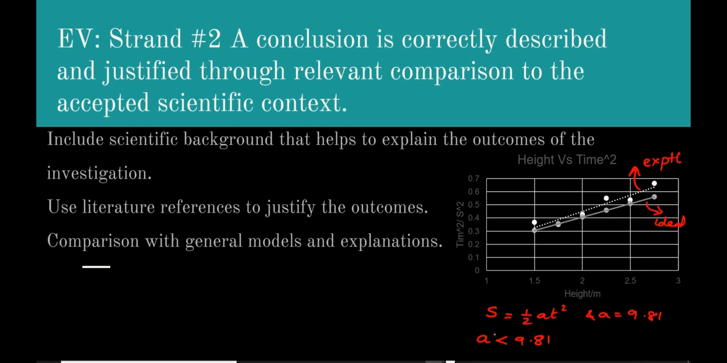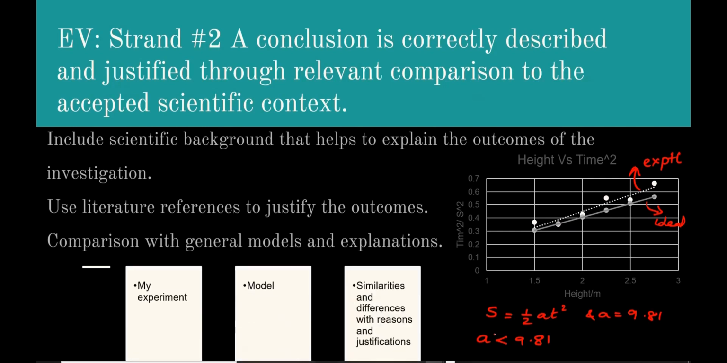So we have compared our results with a general model. This is summarizing my experiment: you're finding the model, getting the similarities and differences, being justified.